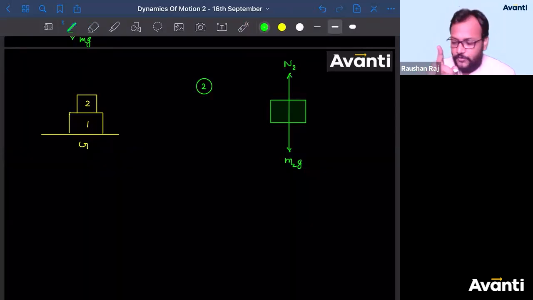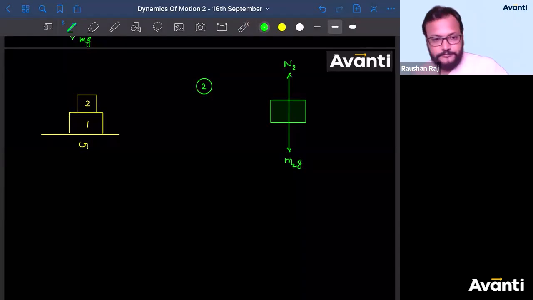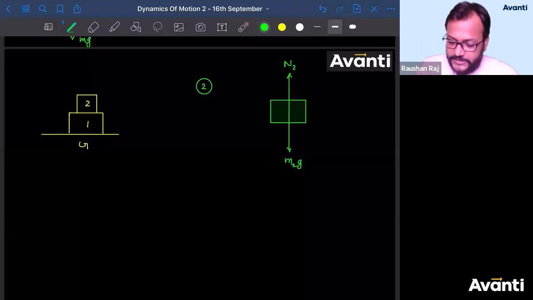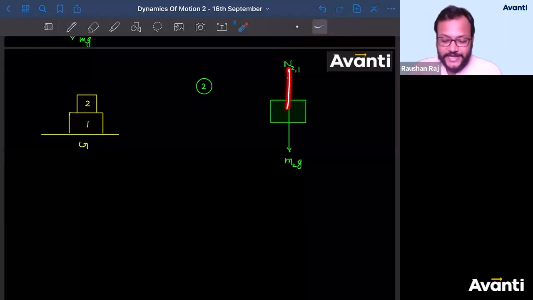Due to which? Or due to what? किसके कारण है? बोल बच्चा. This is force on second. Due to what? Due to 1. So I'll write N2,1. Got it guys? So this is a force, ठीक है? This is on second block due to 1. Okay बच्चा लोग, क्लियर है सबको? अब बात करते हैं फर्स्ट ब्लॉक की.